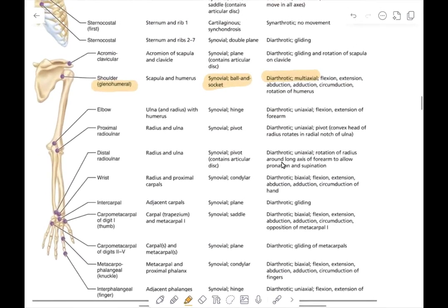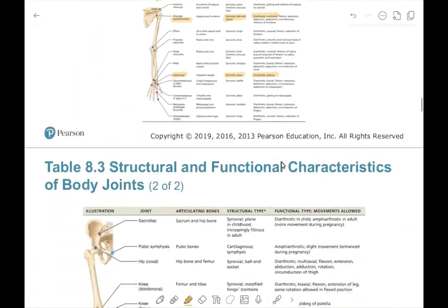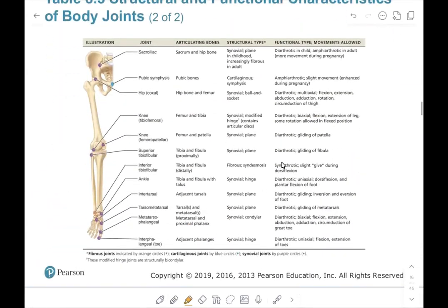So I'm not going to highlight every single one on here. I would encourage you to look at it. The intercarpal joints, for example, are synovial, which are a plane joint. That's one of the 6 subtypes. And they're diarthrotic and allow gliding movement. So these are all the upper limb. The lower limb is shown on this slide.